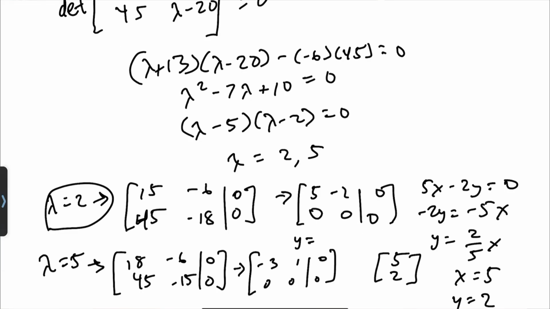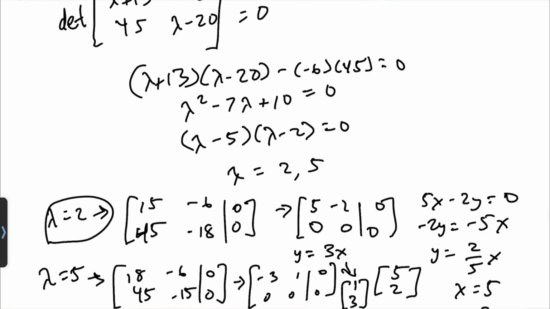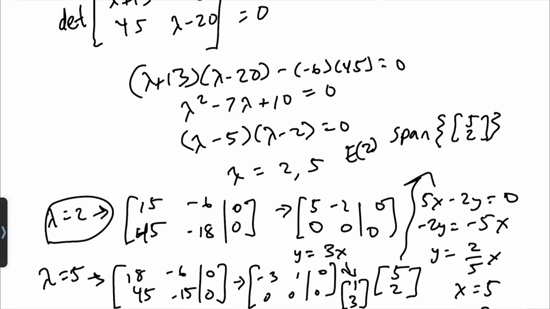Turns out this one is a little bit nicer. Y equals 3x. If x equals 1, then y equals 3. And finally, I guess we want to find the eigenspace. I'm just going to do it for this example right here. All we have to do is say this is the span of that vector, and since this was associated with lambda equals 2, the eigenvalue of 2, we can say E2 equals the span.